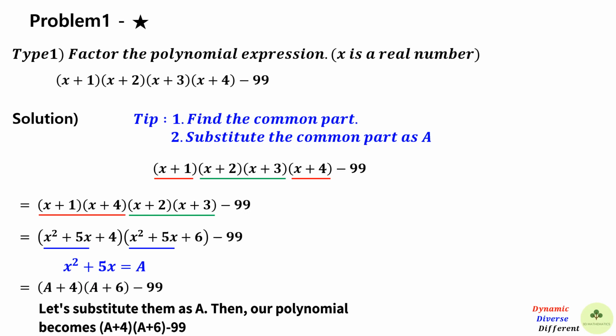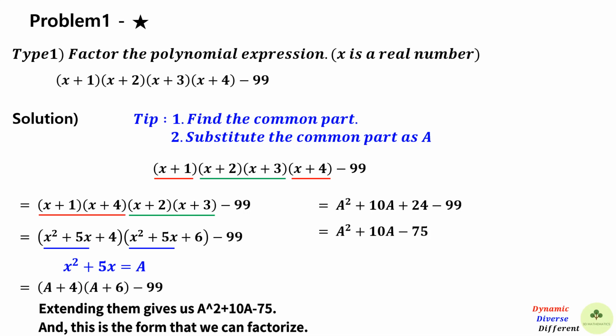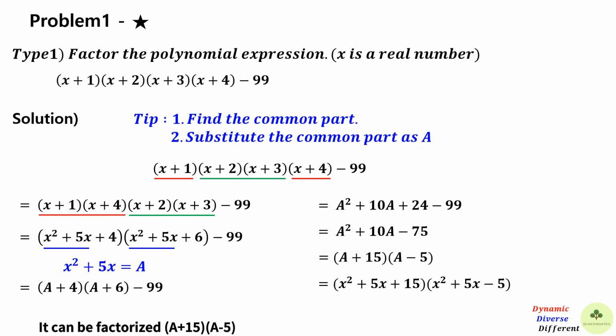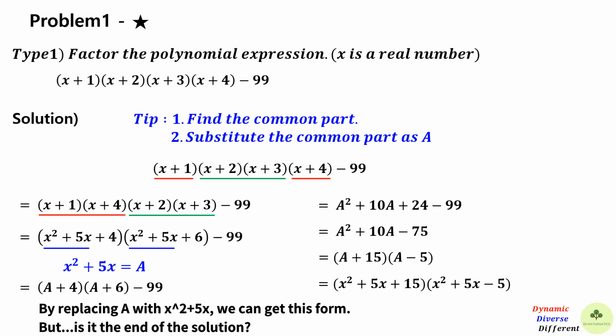Then our polynomial becomes (a plus 4) times (a plus 6) minus 99. Expanding them gives us a squared plus 10a minus 75. And this is the form that we can factorize. It can be factorized as (a plus 15) times (a minus 5). By replacing a with x squared plus 5x, we can get this form.